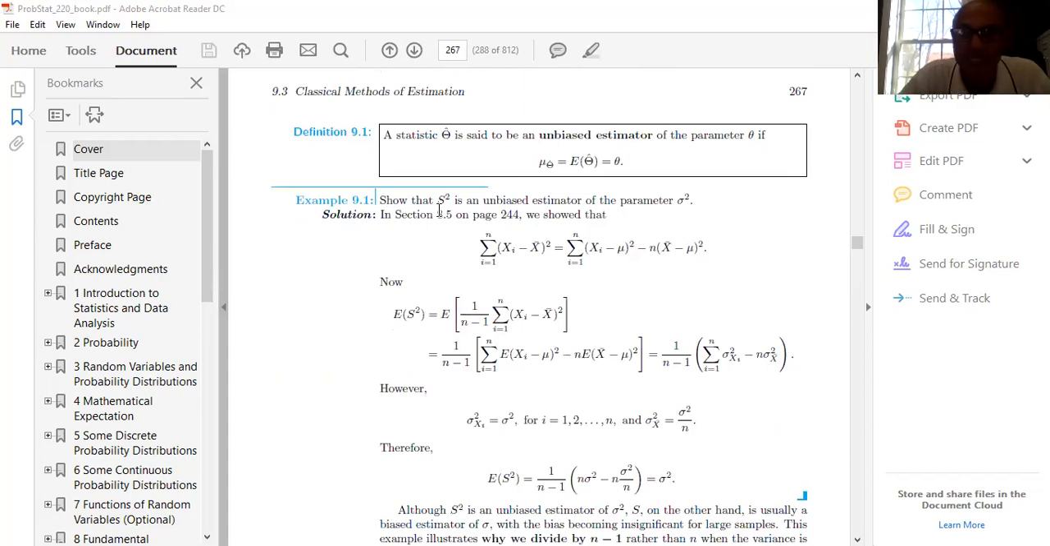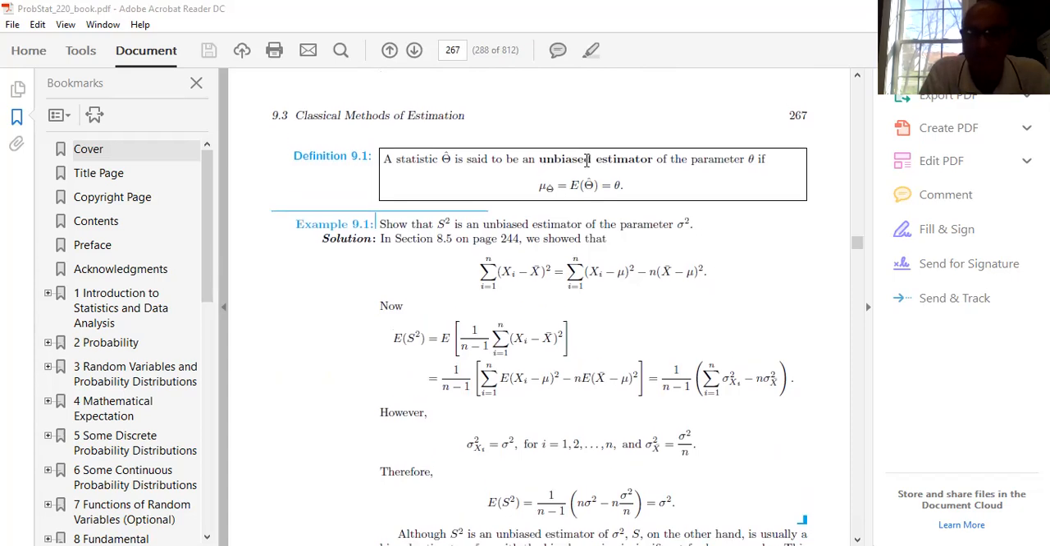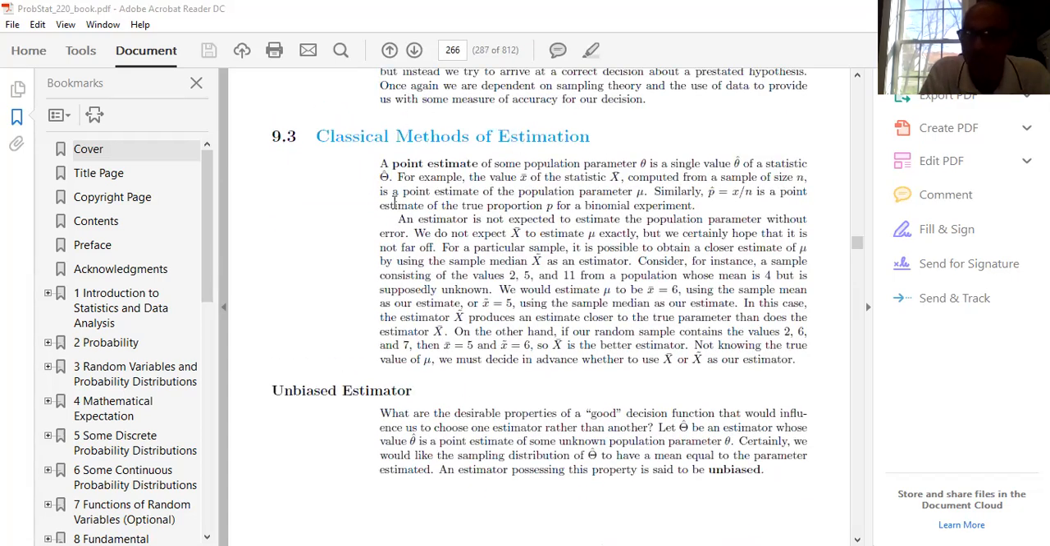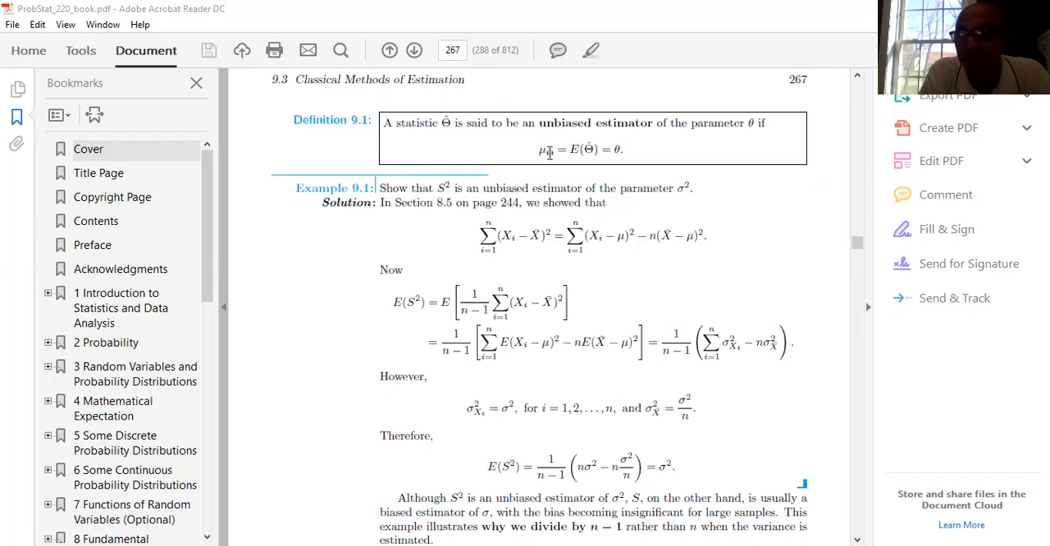A statistic theta cap is said to be an unbiased estimator if the parameter theta satisfies this condition. Look at over here, theta. Don't forget this throughout this chapter: from now onwards, theta cap is the statistic and theta is the single value. The population parameter theta is a single value; theta cap is the statistic, script theta cap. So please keep this in mind. Now we are going to find the mean with respect to the statistic, and that's why we write mu of theta cap, or the expected value of theta cap, and that is equal to theta. And whatever I explained, I'm going to find ultimately the interval estimation.